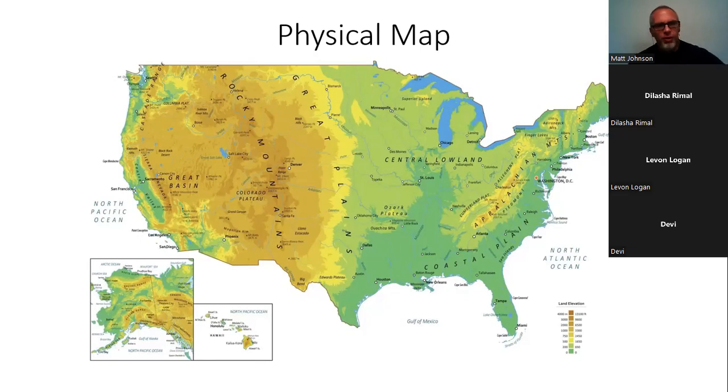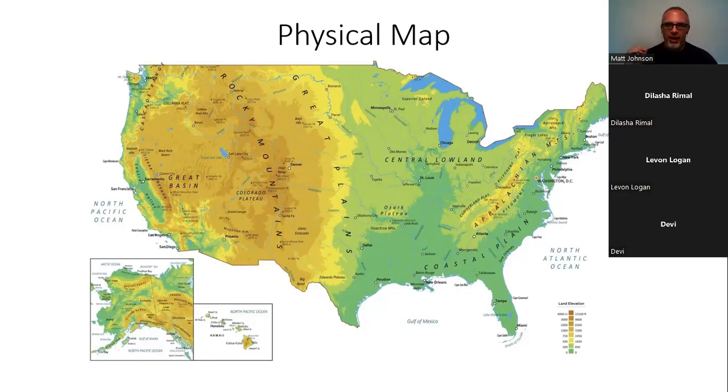First off, real simple, a physical map. And just like it sounds, it displays the physical terrain of whatever landmass it is. I picked the United States for all of these maps, so we have a basis, something similar to look at each time.